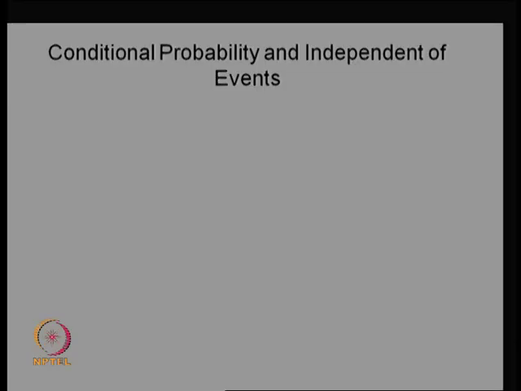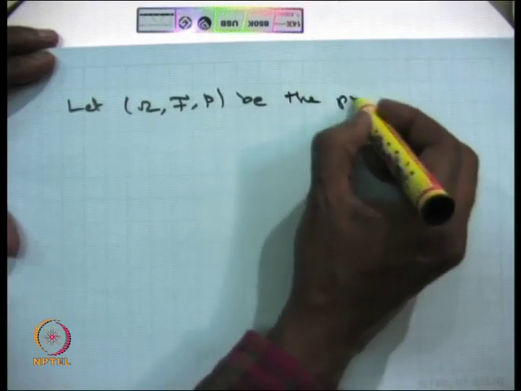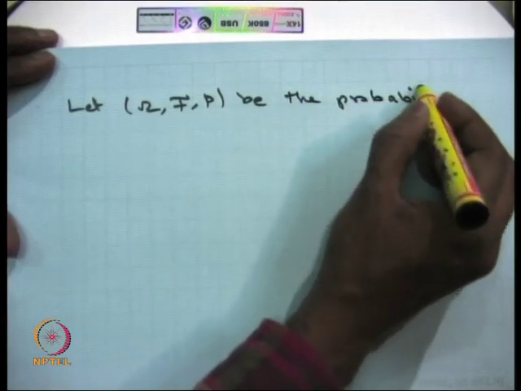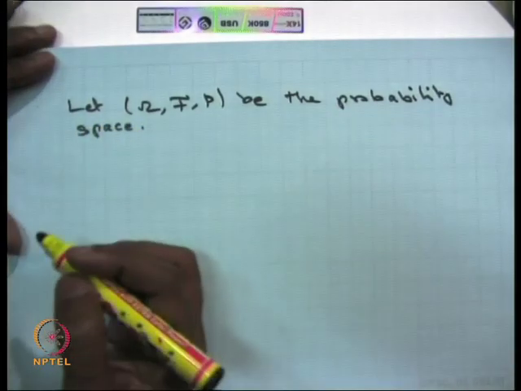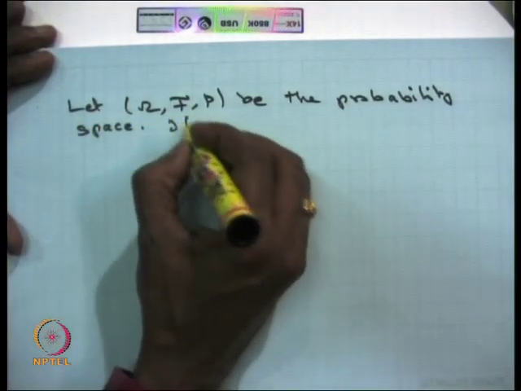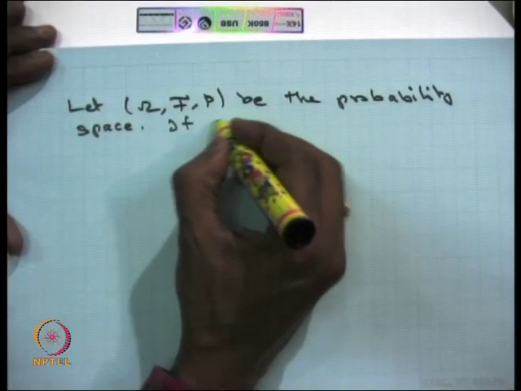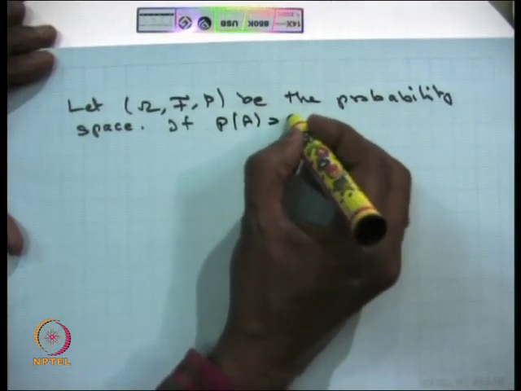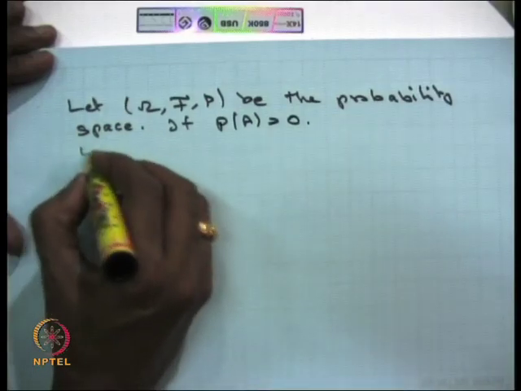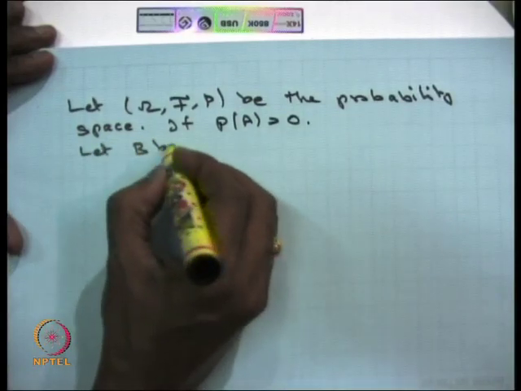Next, I am moving into the concept called conditional probability. Suppose you have a probability space, let it be the probability space. If you take P of A greater than 0, then let B be the event.